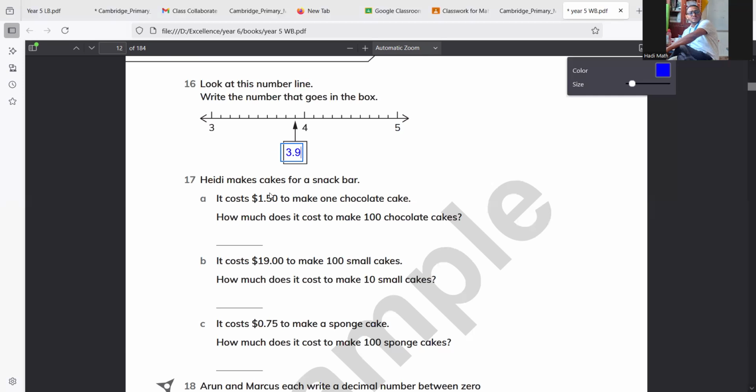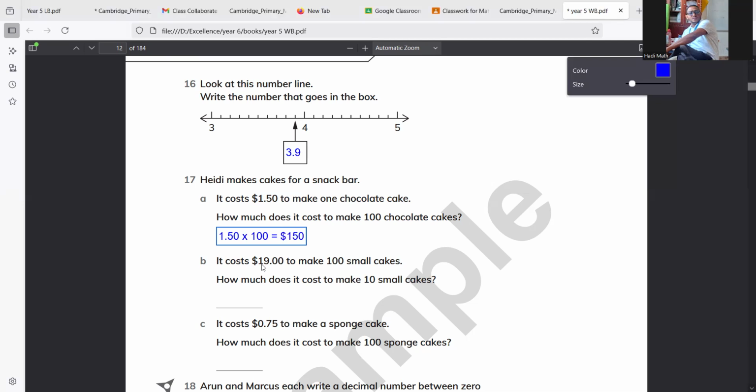They say Heidi makes cakes for a snack bar. The cost is $1.50 to make 1 chocolate cake. How much does it cost to make 100? To make 1 is 1.5, so to make 100, I should multiply this by 100. It is 1.5, or you could say 1.50. It doesn't make a difference. When you multiply by 100, you move the decimal point 2 places. It's going to be $150. This is how you do it.